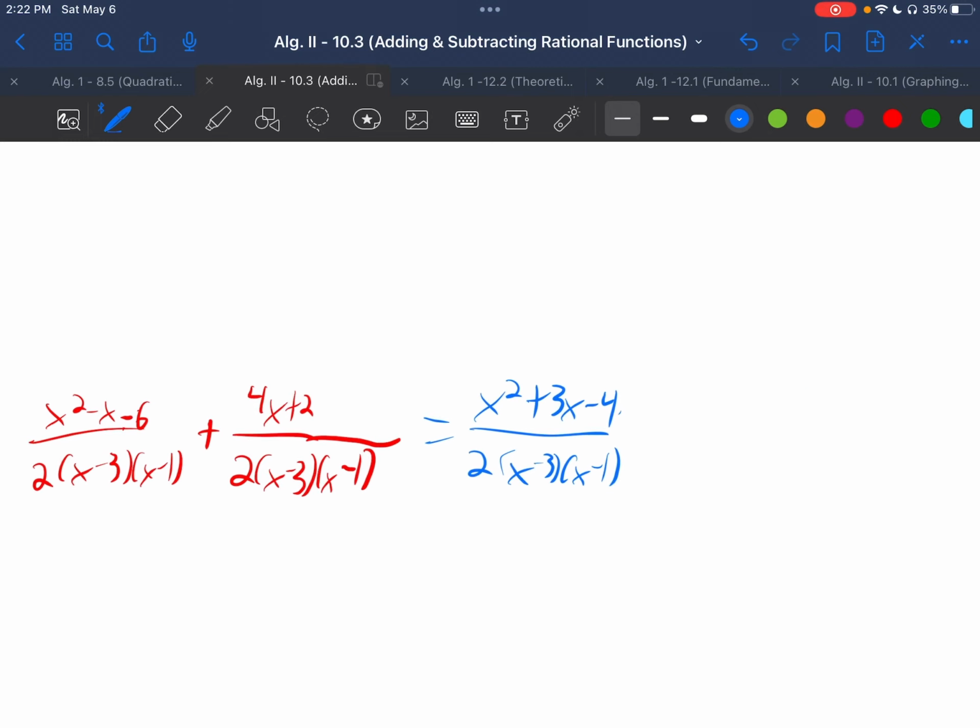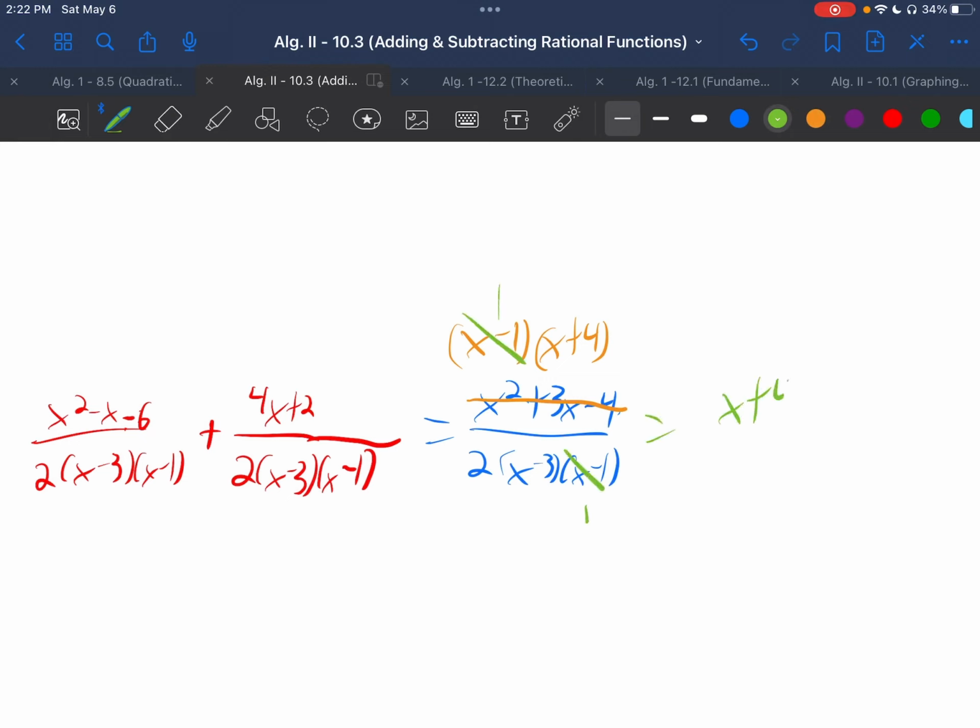And the reason why that's important is now that it actually factors out, as it should, compared to before. So x squared plus 3x minus 4 factors into x minus 1 and x plus 4. And the x minus 1's reduce to 1 and 1. So here's the x plus 4 on the top and 2 times x minus 3 on the bottom, which once again you could distribute in the 2, just do not need to.